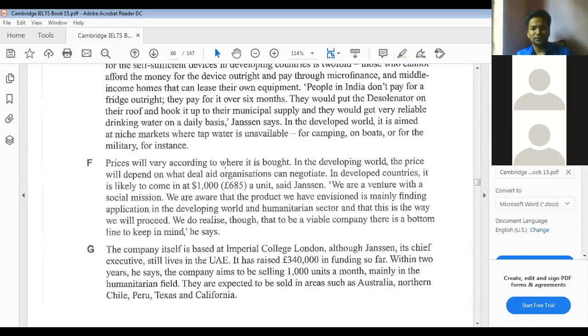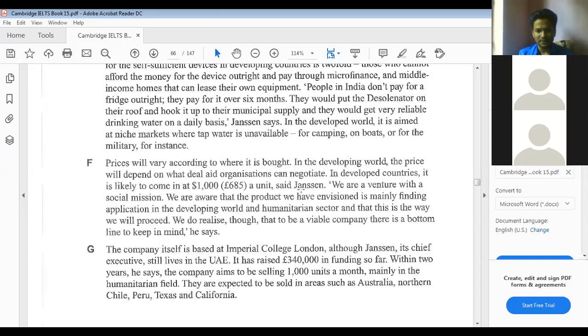Prices will vary according to where it is bought. In the developing world, the price will depend on what deal an organization can negotiate. In developed countries, it is likely to come in at $1,000 a unit, said Johnson.